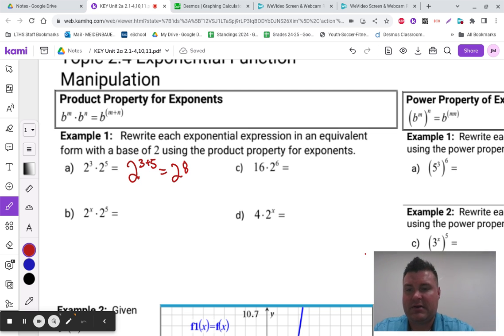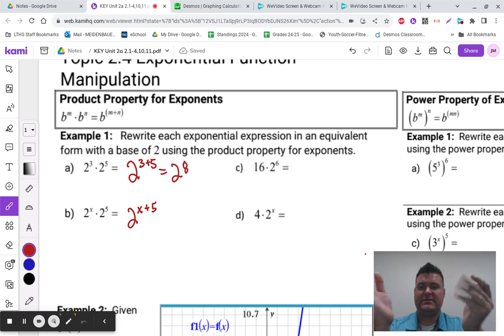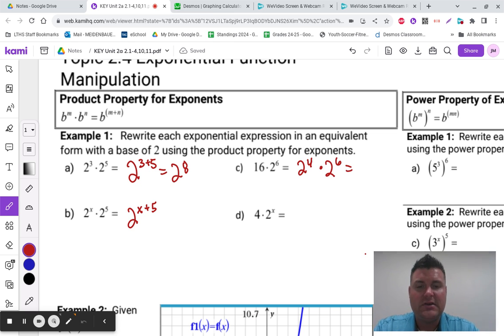For letter B down here, we're going to get 2 to the x plus 5. Same base, add the exponents. For letter C here, we don't have the same base, so there is nothing we can do other than rewrite the numbers so they happen to have the same base. Is there a way I can get 16 to have a base of 2? Of course there is. This is going to become 2 to the 4 times 2 to the 6. Same base, add the exponents, so you're going to get 2 to the 10.